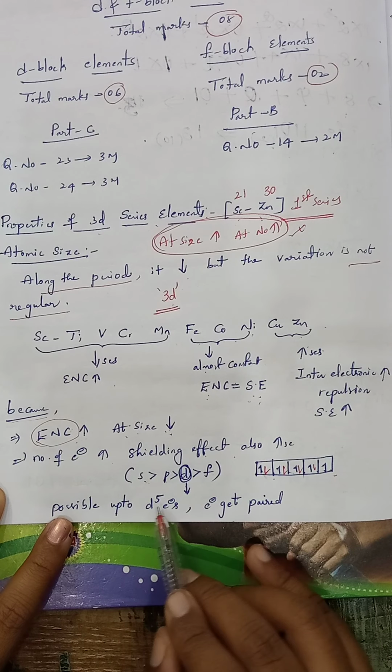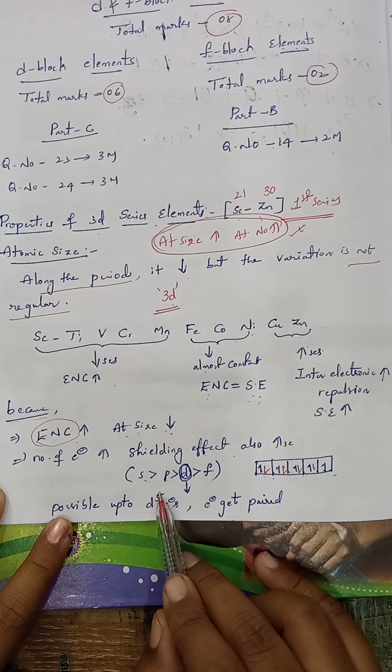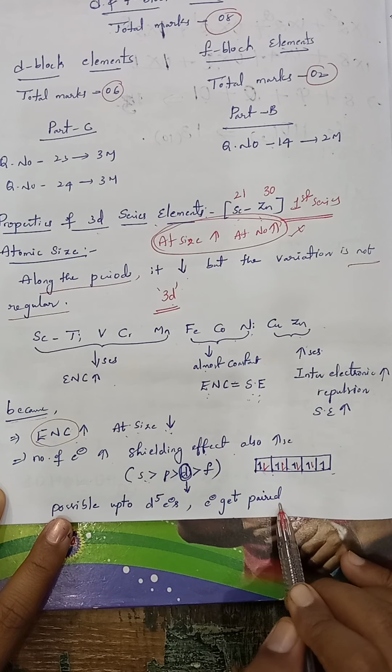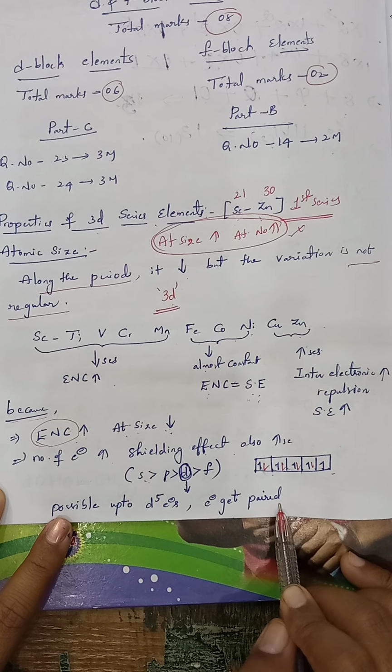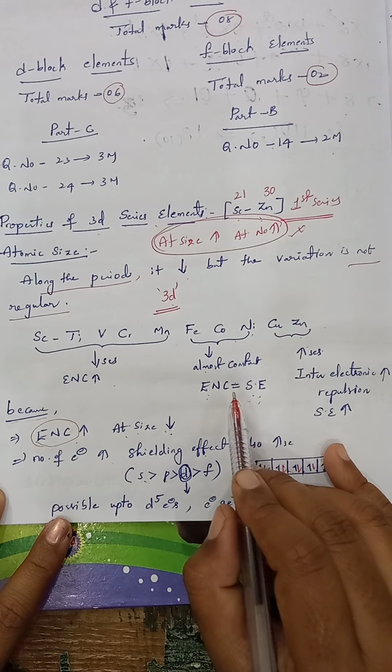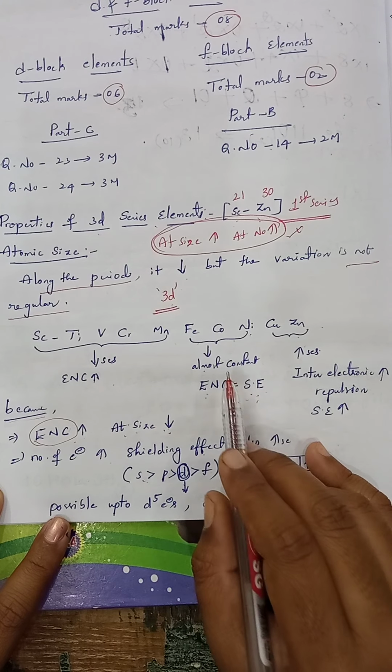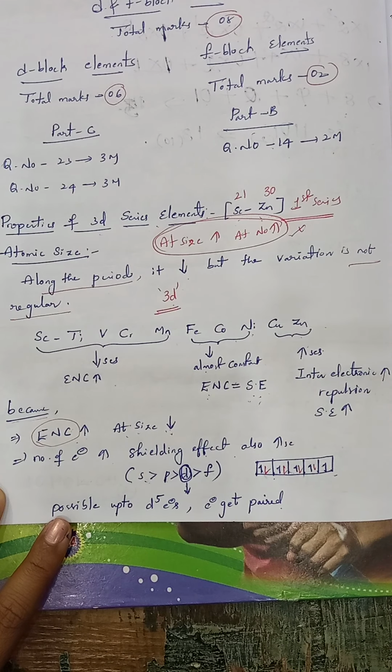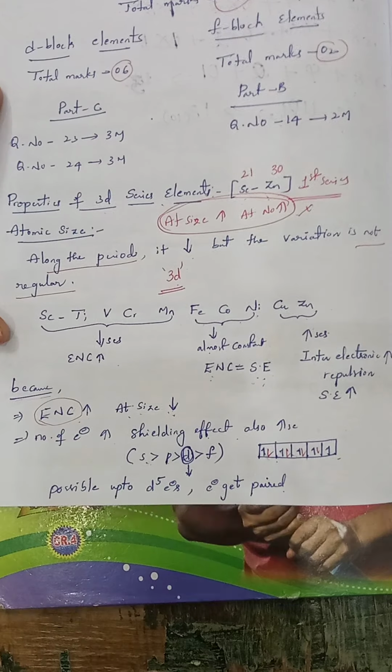Pairing is possible only up to 3d5. If electrons get paired, automatically the shielding effect increases. There is a rise in the atomic size also.